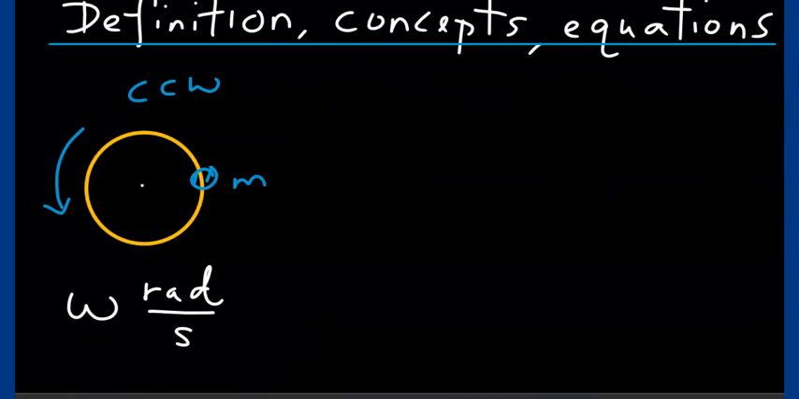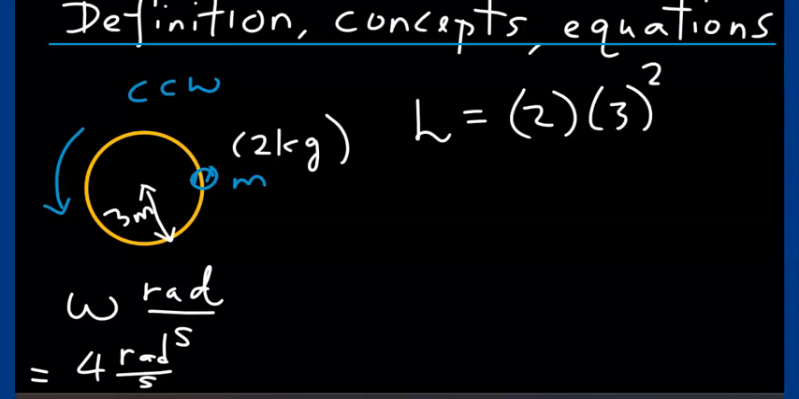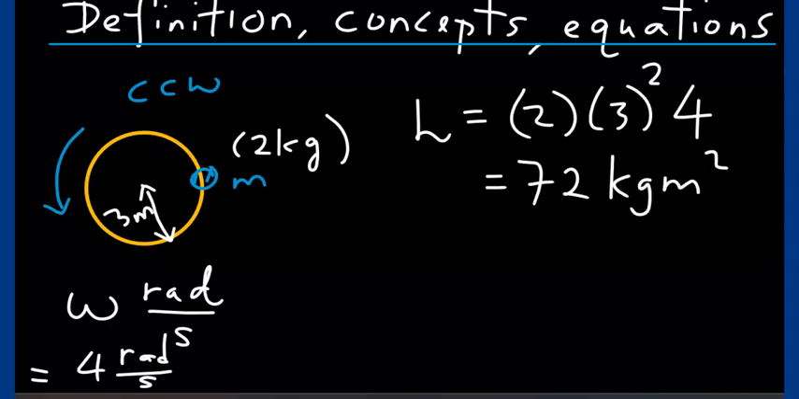So in this example, if we assume that the mass is 2 kg and the radius of that circular trajectory is, let's say, 3 meters, and the object is moving with an angular velocity of, let's say, 4 radian per second, then the angular momentum of this object is given by the moment of inertia, which is the mass times the square of the radius of the trajectory, which is 3 squared, times the angular speed of the object, which is 4, which is 72 kg meter squared per second. And the direction of this angular momentum is, of course, coming out of the board.